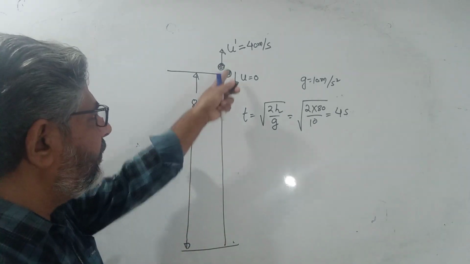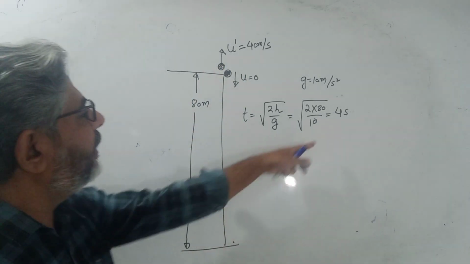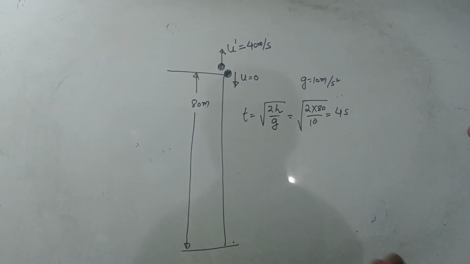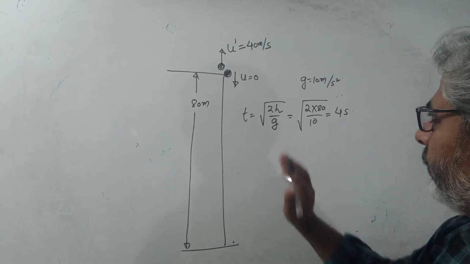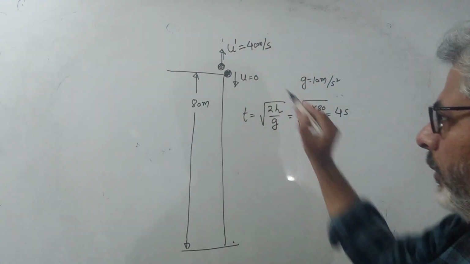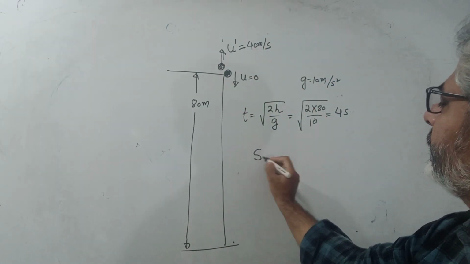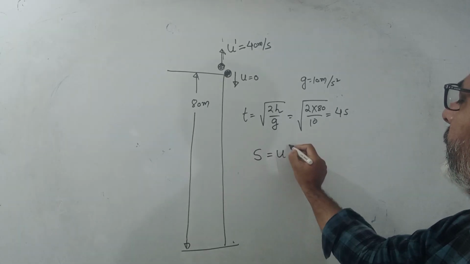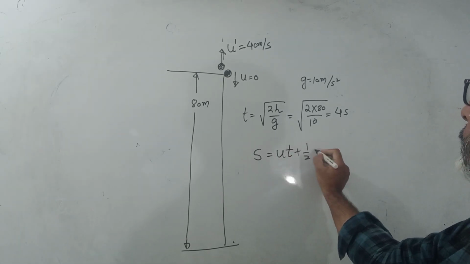And can we find where it is after 4 seconds? That is this particle. Of course we can do. So we don't know its displacement. Suppose it goes up and up and up, and then maybe it is here, I don't know. So I will use the equation S equals ut plus half at square.